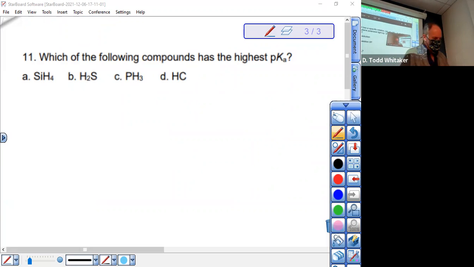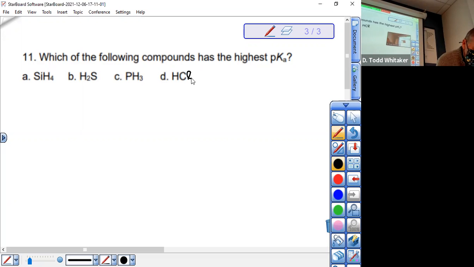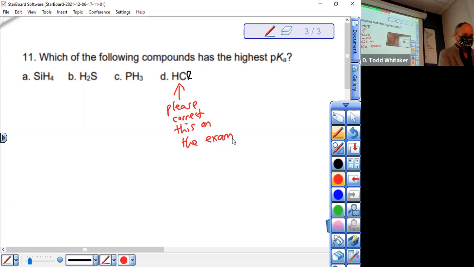I apologize for that. It should be HCl, and I can't fix it there, but please correct this on the exam. Yeah, because it wasn't a molecule before. H, one bond H to a C, is not a molecule. Okay, so D would be the answer for what is the lowest pKa, right?